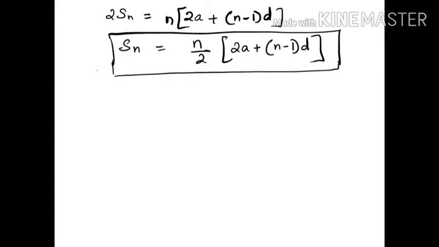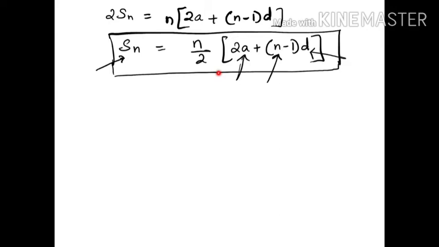Notice that there are 4 variables. On the left hand side we have the sum of n terms. On the right hand side we have common difference. N stands for the number of terms and A for the first term. So if we know any of the 3 variables, using this expression we can find the 4th variable.